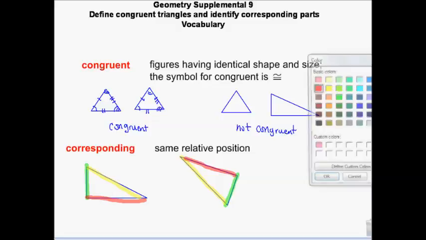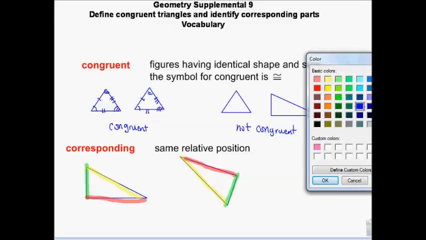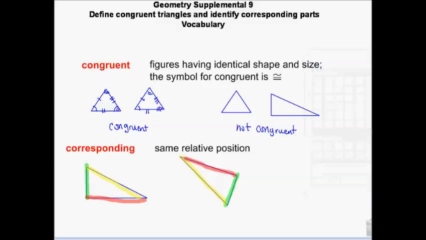And then we have the same thing with angles. I'll just number these. Angle 1 will correspond to angle 1, 2 will correspond to 2, and 3 will correspond to 3. So they're not the same relative position in space, so the triangles can be rotated or flipped, things like that. But if you look at the shape of the figure, they'll be in the same position inside the figures, between the two figures. Does that make sense?